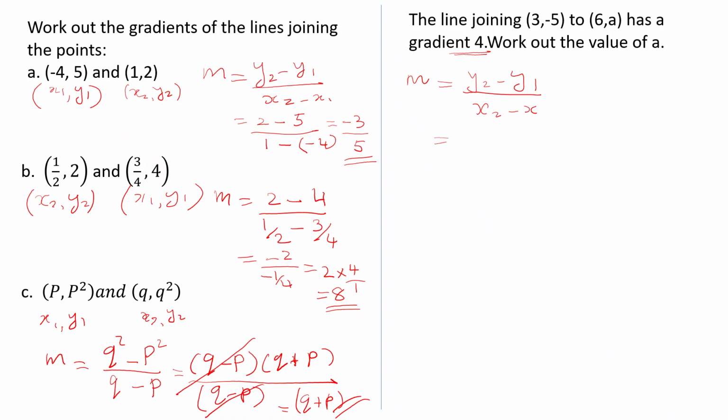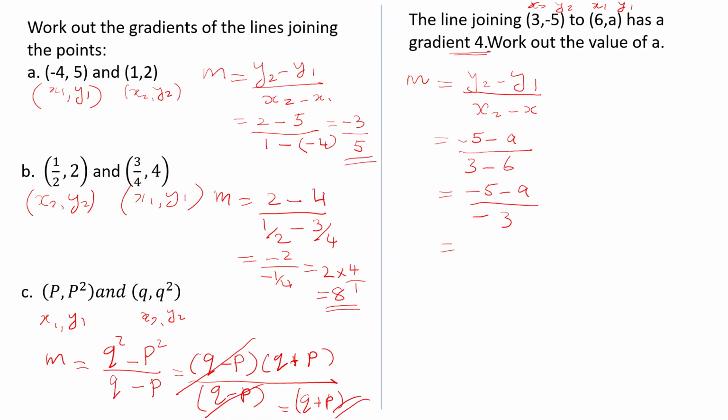So let's say I'm going to take this one as x2, y2, and this one as x1, y1. Okay. So y2 is negative 5, minus y1, a, divided by x2, 3, minus 6. So it is minus 5 minus a divided by minus 3.